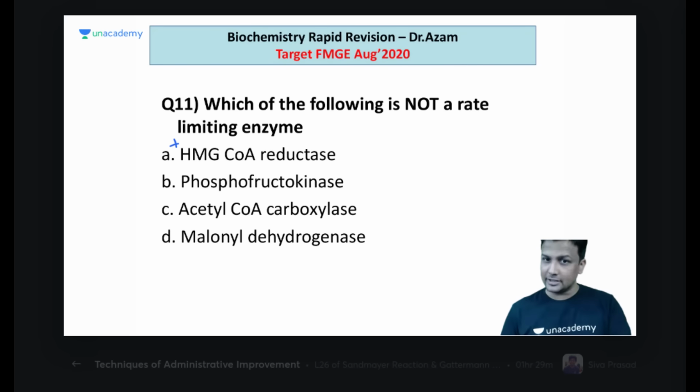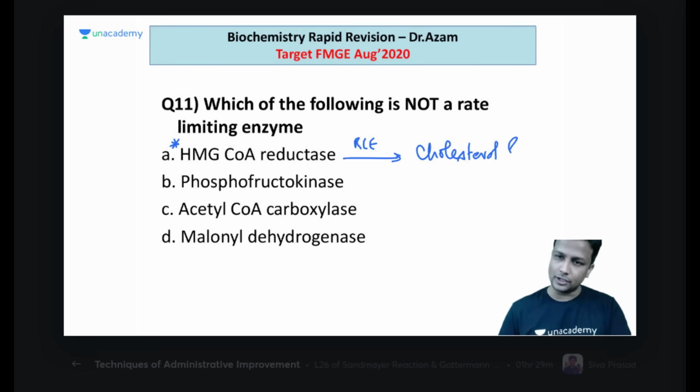HMG CoA reductase is the rate limiting enzyme. Yes, it's a rate limiting enzyme of cholesterol synthesis. Very important there, guys. It will also come in pharmacology. Yes, very good, Inderjit Singh. That will be inhibited by the statin group of drugs.